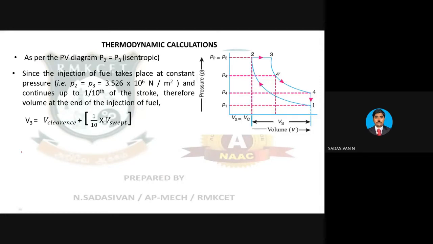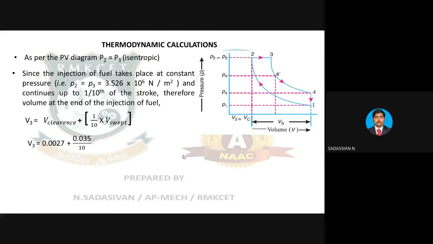The question clearly states pressure remains constant. So this is the place where your fuel injection takes place. During this 2 to 3 stage, pressure remains constant, so the line is perfectly horizontal. Next, what did they say? The piston travels a distance of 1/10 of the stroke during the injection of the fuel. So at this point, V2 is the clearance volume, we know that already, plus 1/10 of the stroke, which leaves you with 1/10 of the swept volume. So V3 equals clearance volume plus 1/10 of the swept volume.